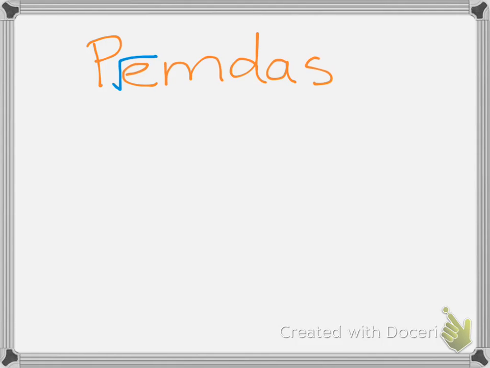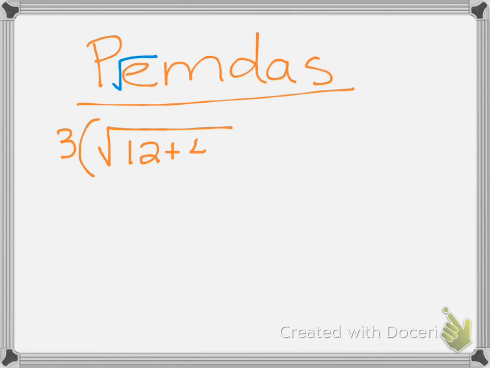Okay, so radicals or square roots fit in with the letter E. So you're going to do parentheses, you're going to do exponents and square roots, then you're going to multiply, divide, add, and subtract. So let's have several examples of that. Let's do 3 times the square root of 12 plus 4 minus 5. So there's a problem for us to try.